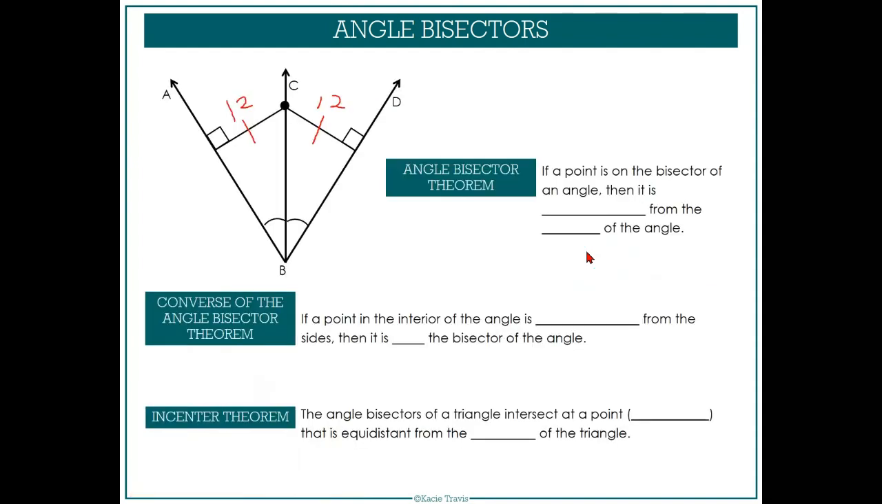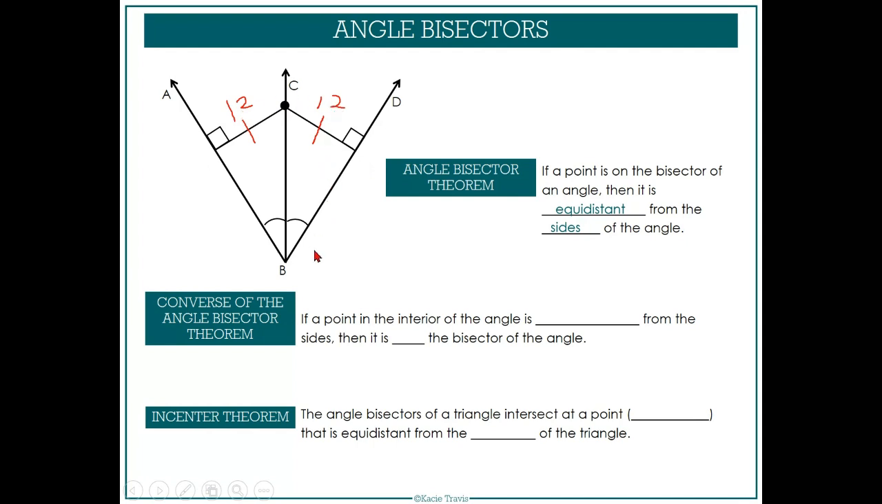All right, so talking about some theorems with this, we have our angle bisector theorem. If a point is on the bisector of an angle, then it is equidistant from both sides of the angle. So over here on our picture, we have this point C. C is on the bisector of this angle ABD. And if I go through and look at one side of the line, if they give me a number here, it is the same number that'll be right here. So if this side's 12, so is that.